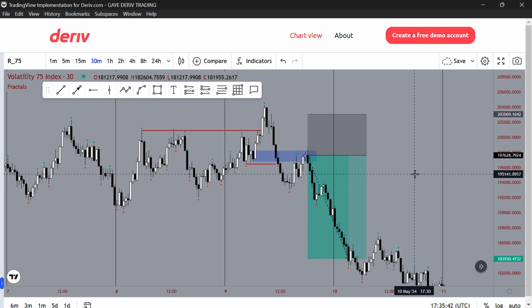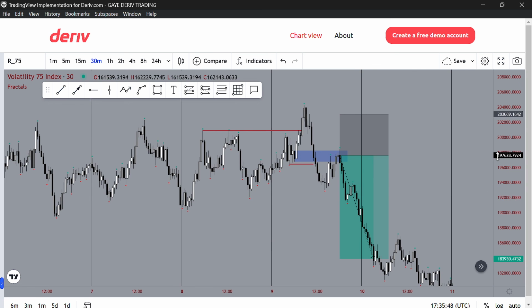Go and backtest, and you can trade this strategy alone and make money with proper risk management.